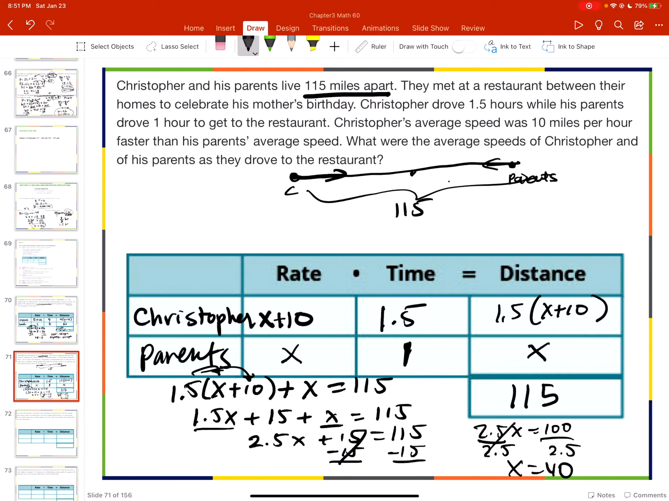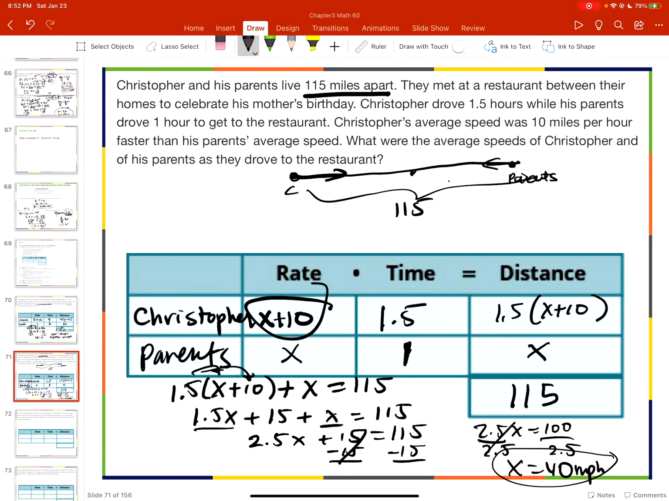40 miles per hour. So that's going to represent the parents, right? So that's the parents. But what about Christopher? It's 10 miles faster, right? He went 10 miles faster. So Christopher, or Chris, is going 50 miles per hour. And then the parents are driving incredibly slow. Who drives 40 miles per hour? I have no idea. Okay.